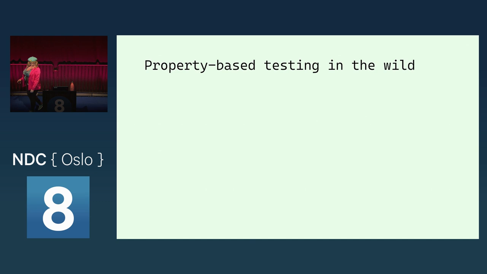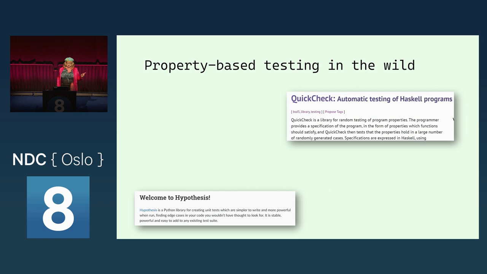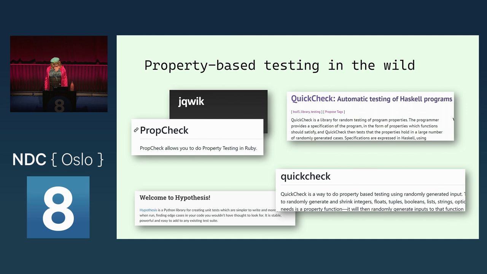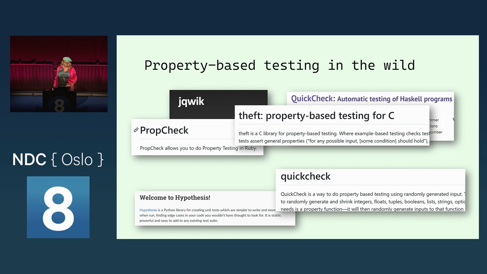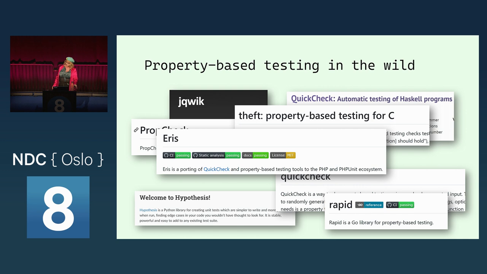And as I said, you can do it in any language you want. If you just Google property-based testing, my favorite language. There's Hypothesis for Python, QuickCheck for Haskell, which I believe was the OG property-based testing library, jqwik for Java, QuickCheck for Rust, PropCheck for Ruby, Theft for C, if for some reason you're still using C and you're like, oh, I must do property-based testing. There's Eris for PHP, Rapid for Go. I think you get the idea. The one language I have checked for that doesn't have property-based testing is Brainfuck, and I think if you're using Brainfuck, you've got other problems.